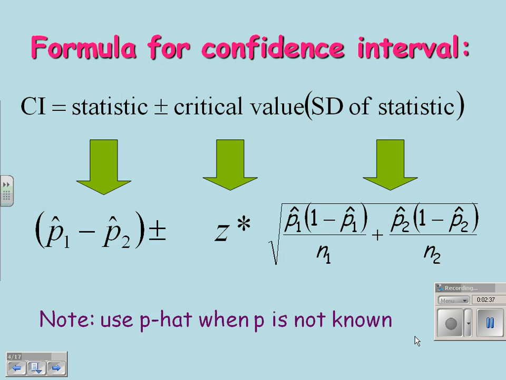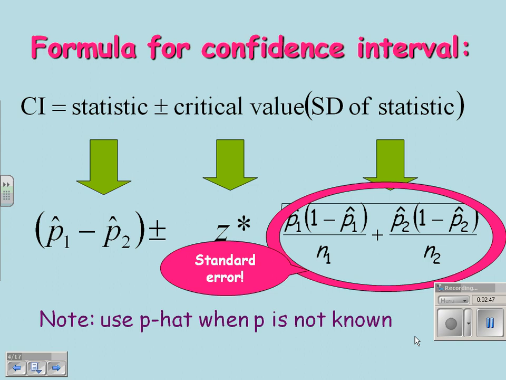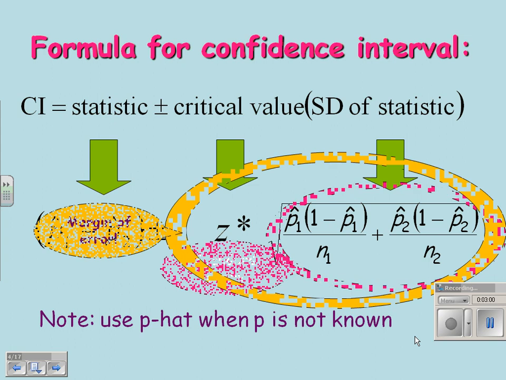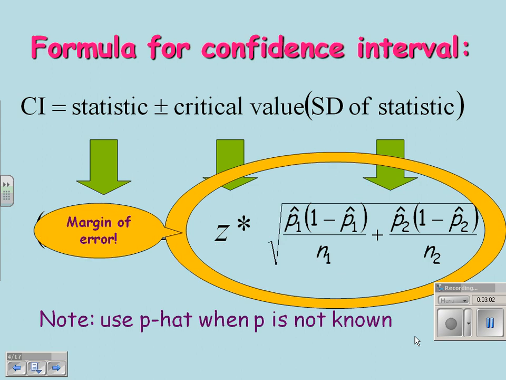Now, we don't know p, the population parameter, so we can use p hat as an estimator. The part underneath the square root symbol is called the standard error. If we're dealing with two proportions, then the standard error is the part underneath the square root. When you tack on the z star part, then it becomes the margin of error.